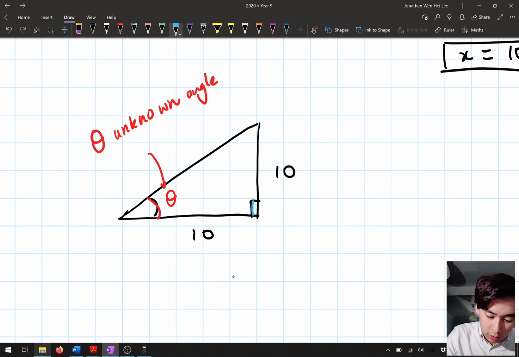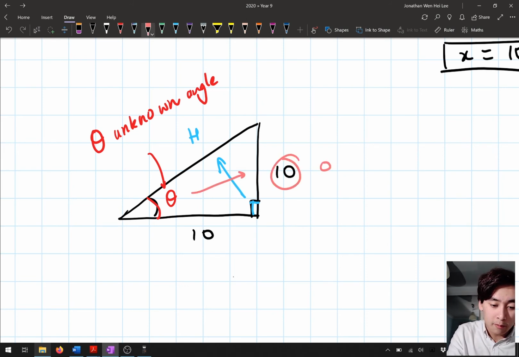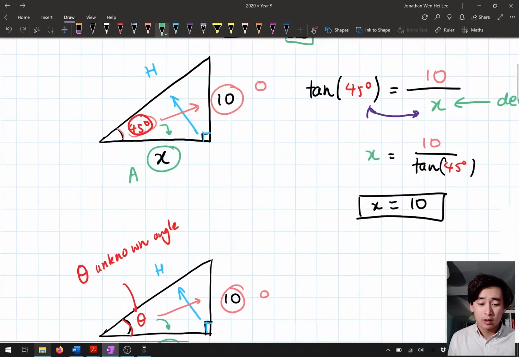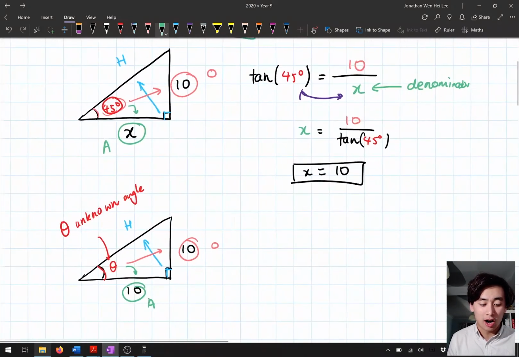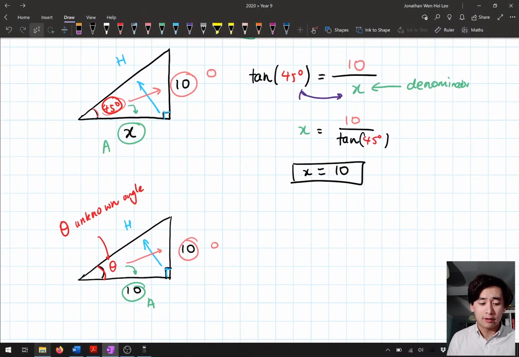Let's label this triangle. First of all, I have the hypotenuse here. I'm not going to be using that one. I have my opposite side here of 10, and I've got my adjacent side here of 10 as well. This is actually the same triangle as the one up above, the one where we just solved that x was equal to 10. What we want to be able to figure out is, if I get given these sides, is there a way that I can go backwards to help figure out what that theta is equal to?